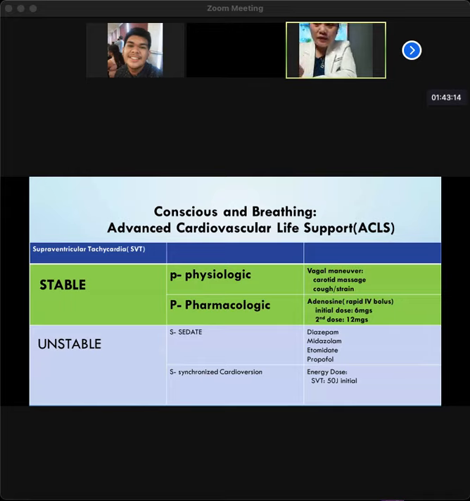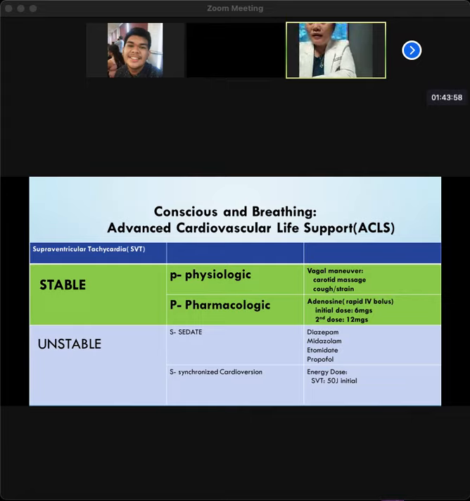But you have to bear in mind that you just do carotid massage for patients who are young and no risk of thrombosis or embolism. Okay? Pag yung patient is more than 45 years old na, don't do carotid massage. Or the patient has history of embolism, don't do carotid massage. What you can do is, you ask the patient to cough or strain if the patient is more than 45 years old. So yung dalawa na vagal maneuver is carotid massage.